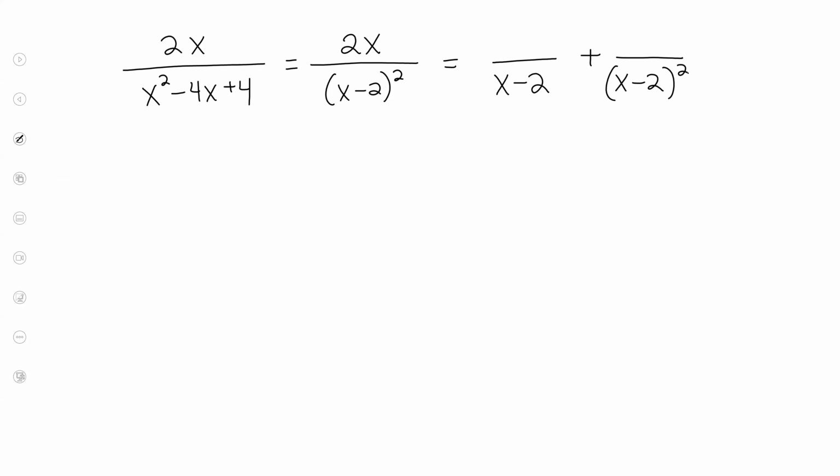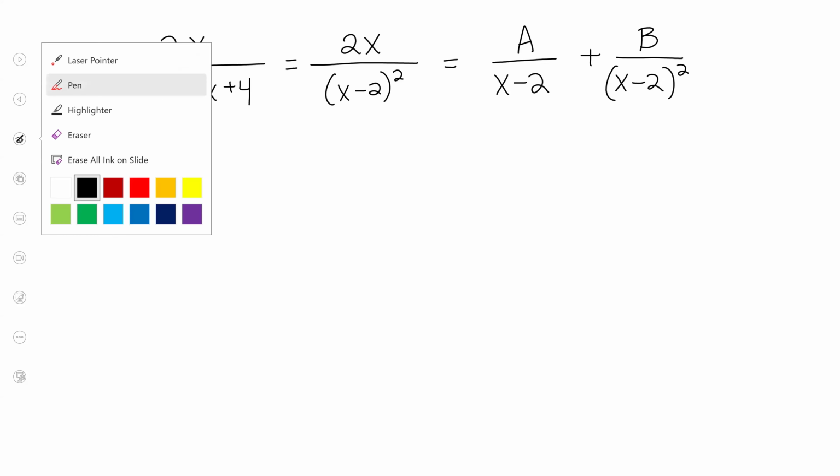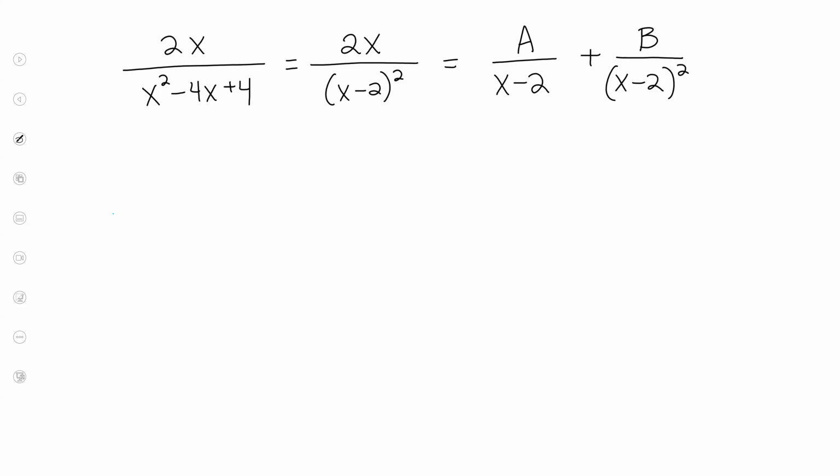Okay, now we need to figure out our numerators. We need to figure out what goes here and what goes here. I'll just label it as A and B for now. What we are going to do, the process, is to multiply this whole thing by your original denominator. So I'm going to multiply this whole thing by x minus 2 squared. So let's see what happens. I'm just going to copy this down again.